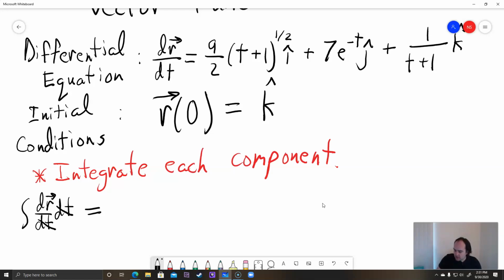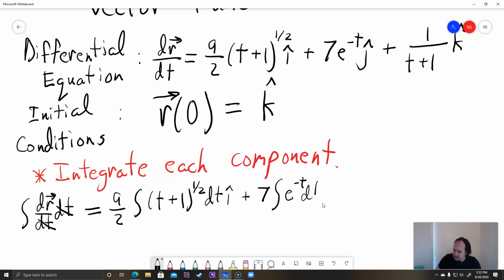For the first component, I'm going to bring the 9/2 out front, and we're going to integrate the quantity t plus 1, quantity the 1/2, dt, times i. Sorry, I forgot to write dt. There's a dt there. And then for the second component, I'll bring the 7 out front. 7 times the integral of e to the negative t dt times j. And then for the last component, we have plus the integral of 1 over t plus 1 dt times k.